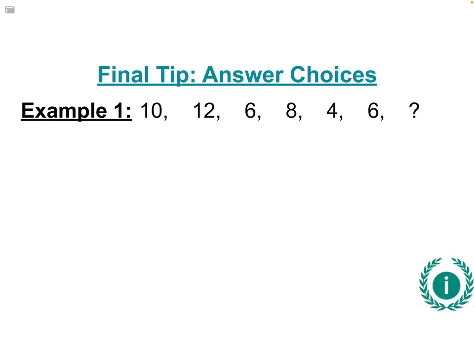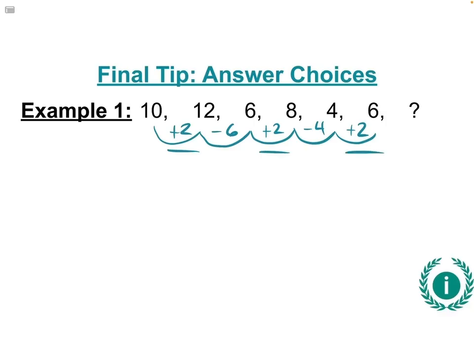If you can't identify a clear pattern, like with this example, we have a difference of plus 2, then minus 6, plus 2, minus 4, and then plus 2. You can identify here that there are two alternating patterns. We have plus 2, and then we have a gradual change. Minus 6, decrease that by 2, minus 4. So we would likely decrease it by 2 again here, right? And that would give us the answer choice 4.